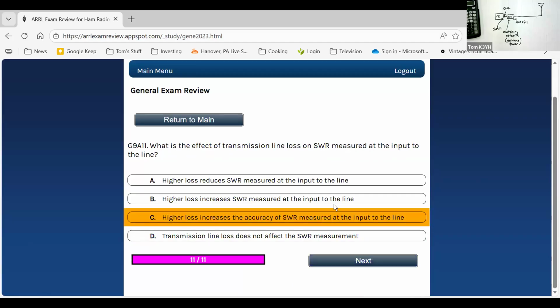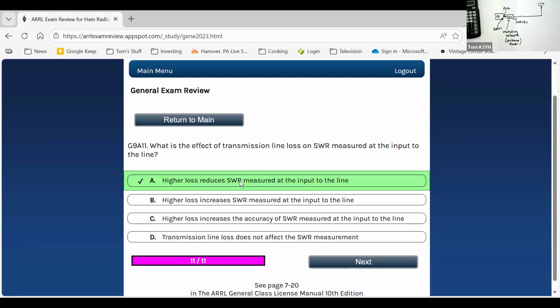Just for fun, what's the last answer? Transmission line loss on SWR. If you have high loss, it may reduce what you think you're measuring for SWR. We went through this scenario last week. We said if you suddenly miraculously get an improved SWR, you probably suddenly miraculously got a bad connection or water in your coax or something.